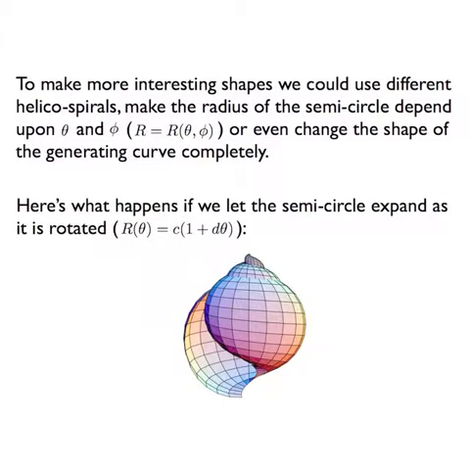Here's what happens if we let the semicircle expand as it's rotated. Okay? So last time the semicircular shape, the opening, did not change, and now I can let it get bigger as theta gets bigger. Okay? So I'm going to let its radius increase linearly with the angle. Okay? And you make a nice shape like this. The opening's bigger as the animal gets older, in some sense.